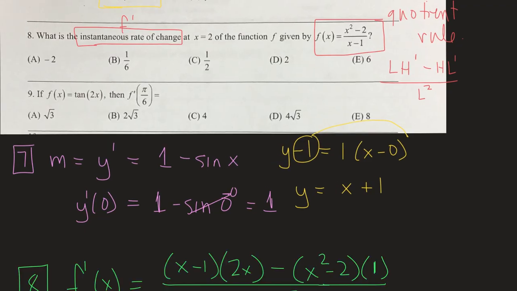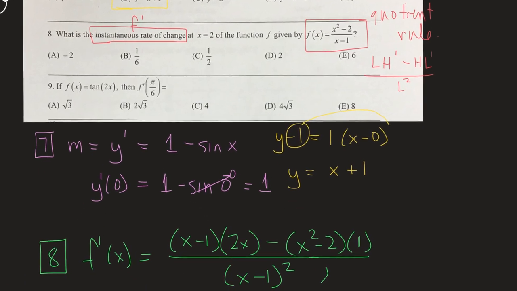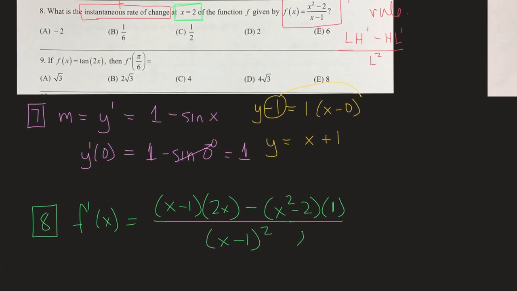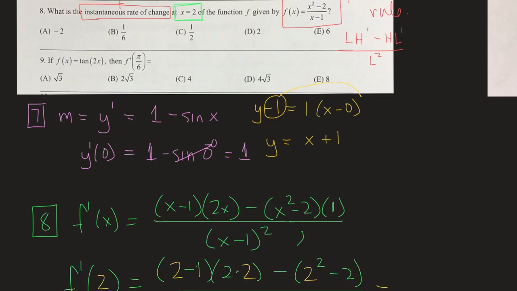So that's your derivative. Now, you don't have to simplify this because it wants it to be evaluated at x equals 2. So you can plug 2 in for all the x's right now, and then you can get the number. So 2 minus 1, that's 1. 1 times 4 is 4. Minus 2 squared is 4. 4 minus 2 is 2. Over 2 minus 1 is 1. 1 squared is 1. 4 minus 2 is 2. Is that an option? Yes, yes it is. Option D.